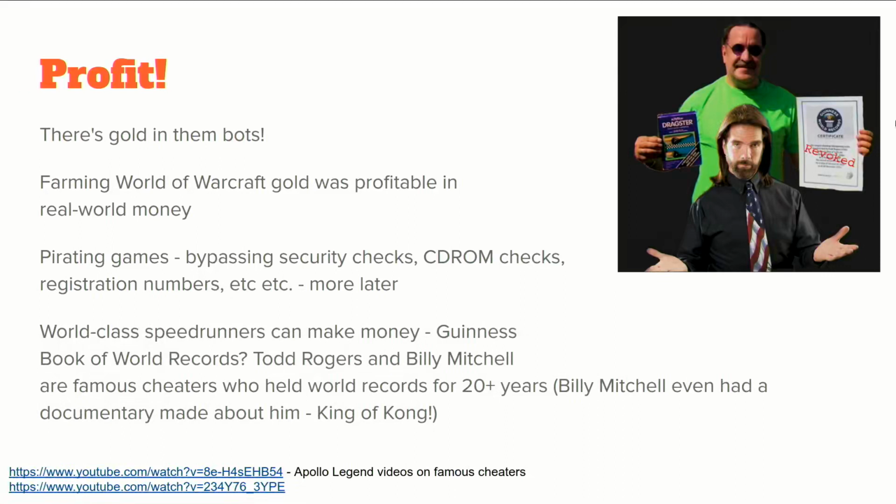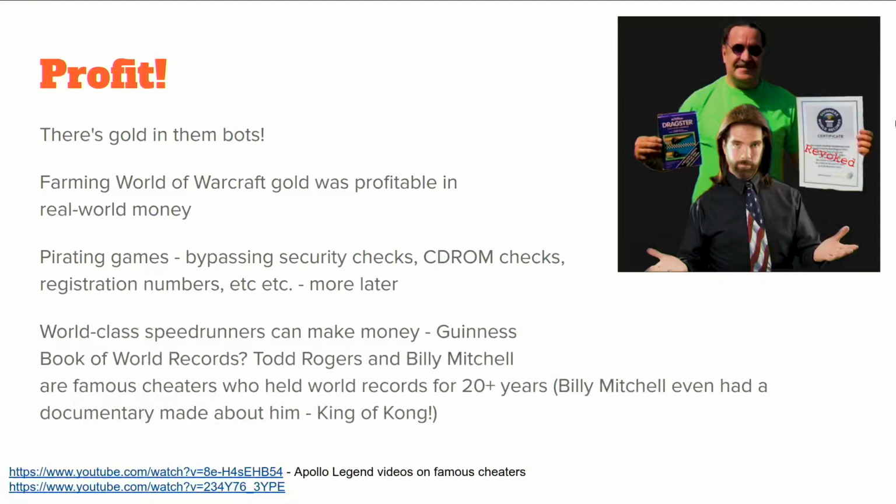And then speedrunning, I talked about already. People who are really, really good at speedrunning can make a lot of money. There's Twitch sponsorships, there's all these things. But there are two very famous speedrunners, Billy Mitchell and Todd Rogers, who just this year had 30-year-old records revoked for cheating. And it was very obvious to everyone in the community that they had cheated for these records. But the official, like, one was in Guinness, one had a documentary made about him, The King of Kong, about these very well-known cheaters. And they finally had the records revoked this year.